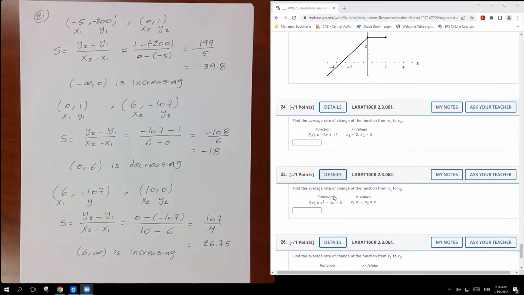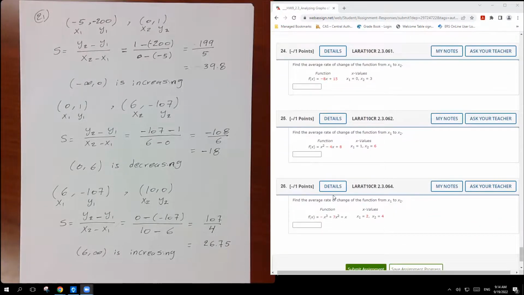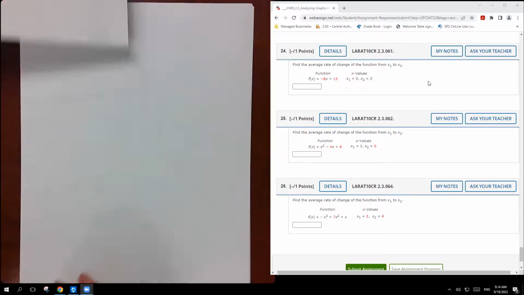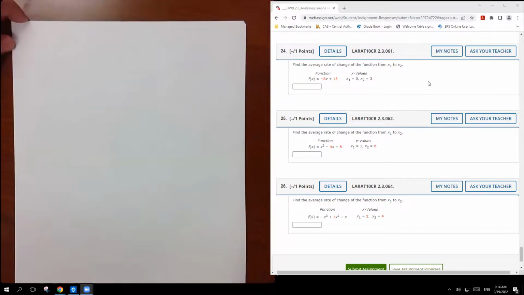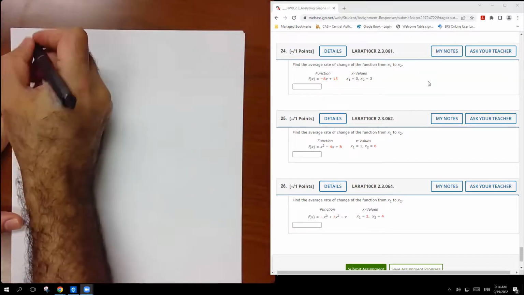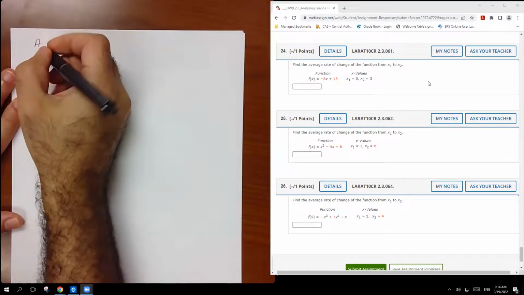Let's go ahead to 24. Find the average rate of change. This is really important. Let's check how we're going to solve this one. Example 24. So every time, which is the same thing, the slope, every time when they ask you to find the average rate of change.